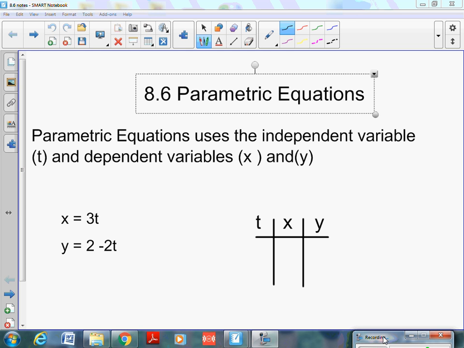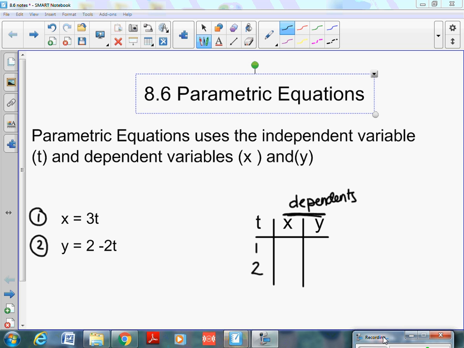So, back in algebra, we did an XY chart. Now we're going to do a TXY chart. Parametric equations are made up of two equations, not just one. So when you take your test in a couple of days, make sure you write down two equations. One, x in terms of t. The other one is y in terms of t. So, if time is 1 minute or time is 2 minutes, x and y are both the dependent variables. They're dependent on what t is.